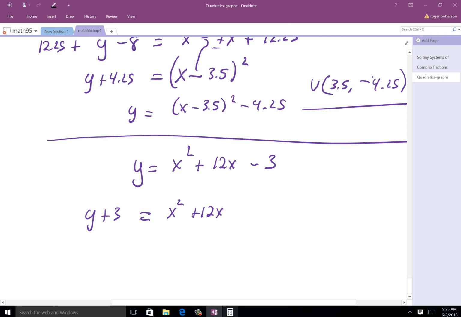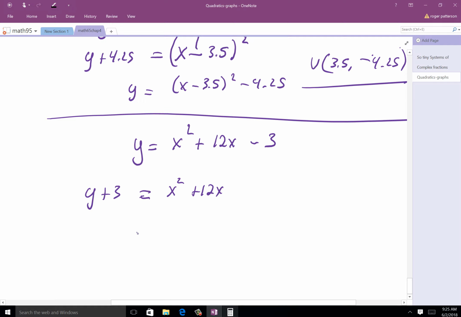Now what are we going to do? We're going to add 36. Okay, but I really don't want to skip that step. So we're taking half of 12 and squaring that. Yes. All right. Where else does that 36 have to go? On the other side. Okay. Got to balance the equation.